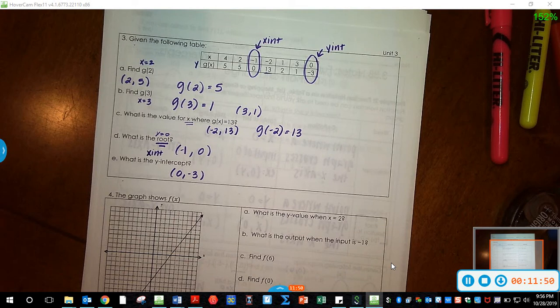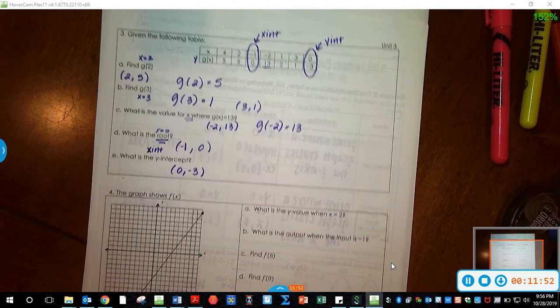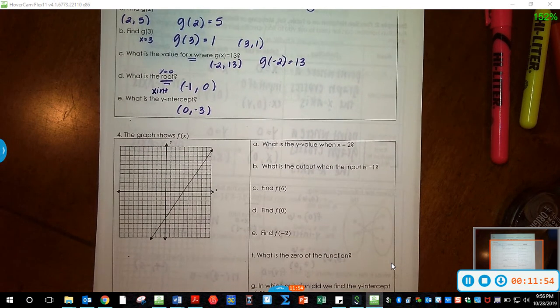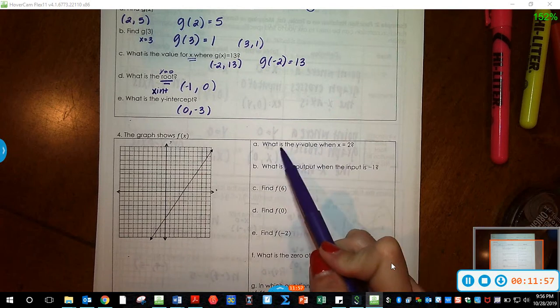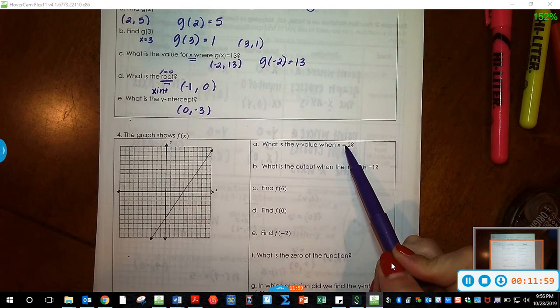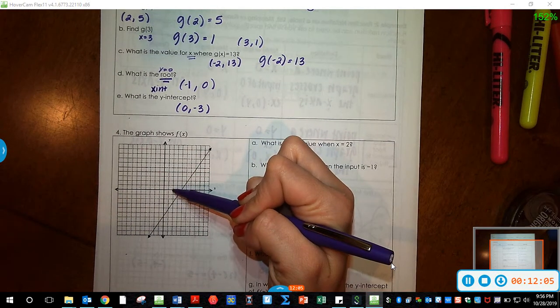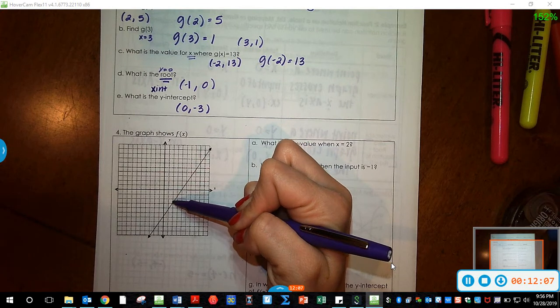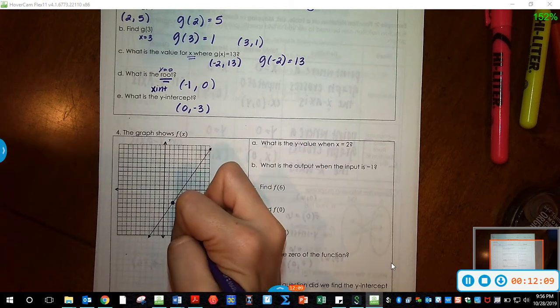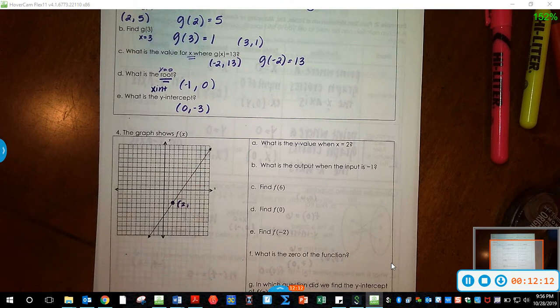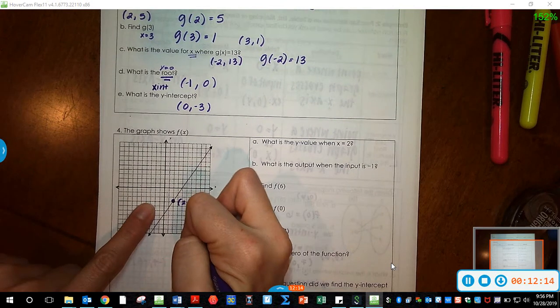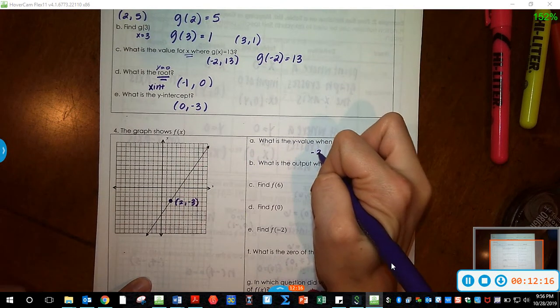Last one, let's look at it now from a graph. So this is saying, what is the y value when x equals 2? Okay, I'm going to go to my graph. Where does x equal 2? Right here. So right here, when my x is 2, my y is -3.